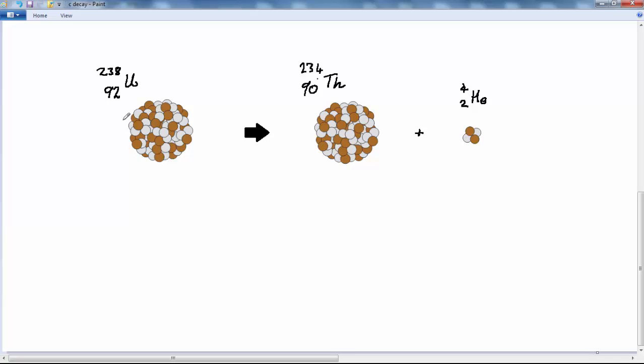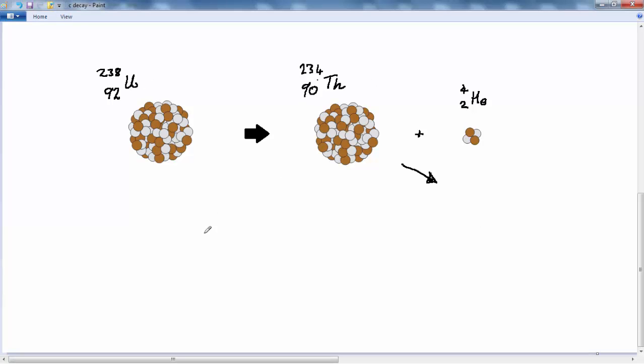Now there are other elements which will decay into both alpha and gamma emission, and an example of this is uranium-238. Okay, that decays into thorium-234 and the emission of an alpha particle. As we say, this means that the mass number is reducing by 4, 238 to 234, and the atomic number is reducing by 2, 92 to 90, so uranium becomes thorium. But also in this particular nuclear decay process we get the emission of a gamma ray.